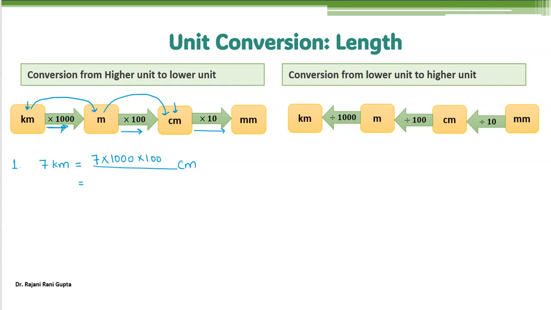So this gives you 7. And how many zeros are there? 1, 2, 3, 4, 5. So 7 kilometers is equal to 7 lakh centimeters. Clear? Let's take the second example.